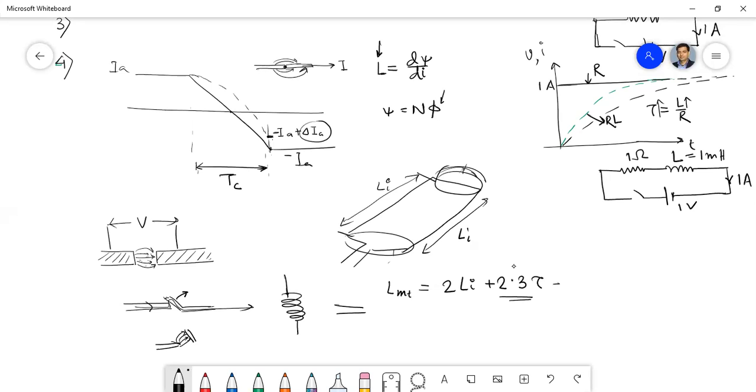In case of full pitch coil, it is 2.3 tau plus some excess length, because due to this there will be some excess length. So this is how the coil length is measured. So that means coil length has different physical parameters, like the length of the iron core and the pole pitch. Is that clear?